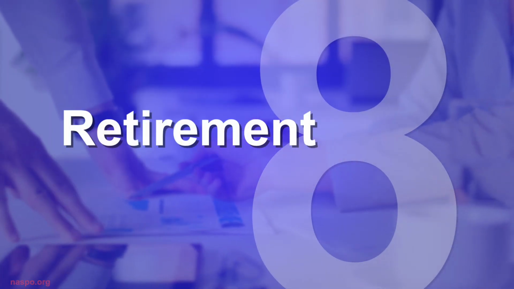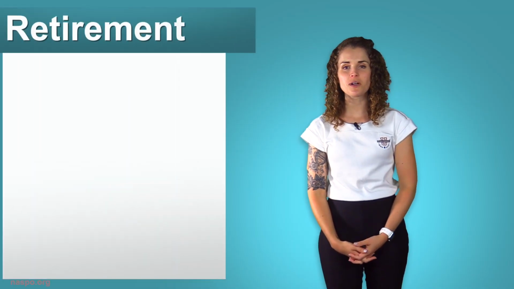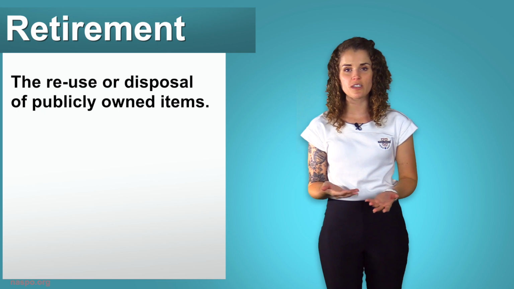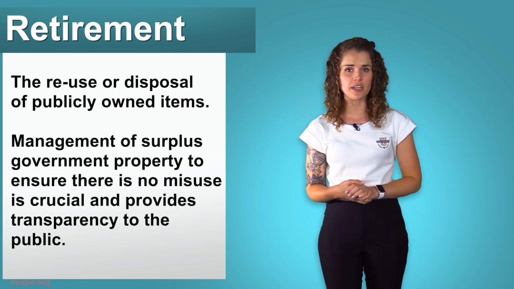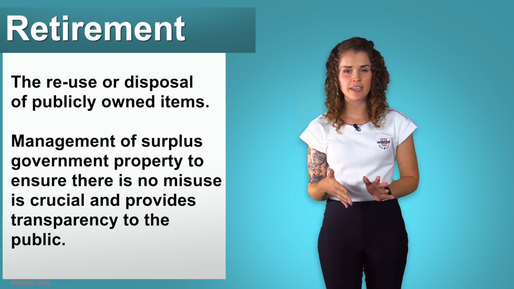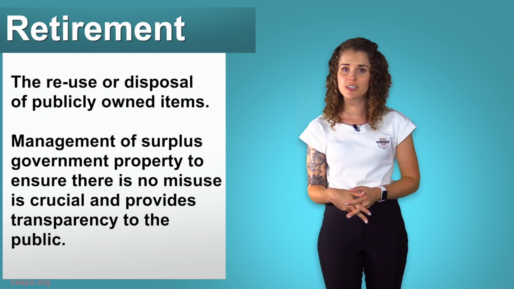Retirement. The retirement phase of the procurement process involves the reuse or disposal of publicly owned items. Management of surplus government property to ensure there is no misuse is crucial and provides transparency to the public.